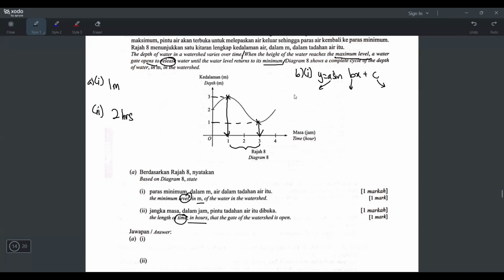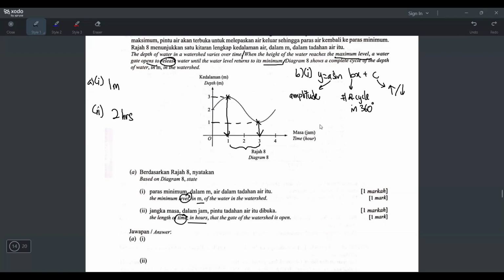A represents the amplitude. The a value will tell you the maximum value and the minimum value. B is the number of cycles in 360 degrees. And C: if your C is positive, the whole graph shifts up, and if C is negative, the whole graph shifts down.